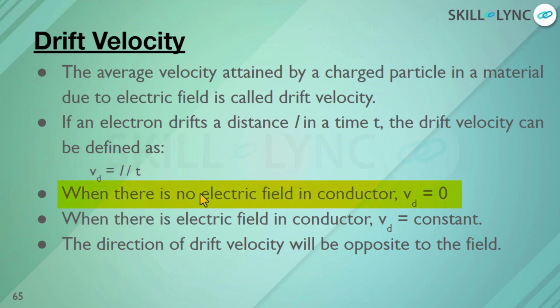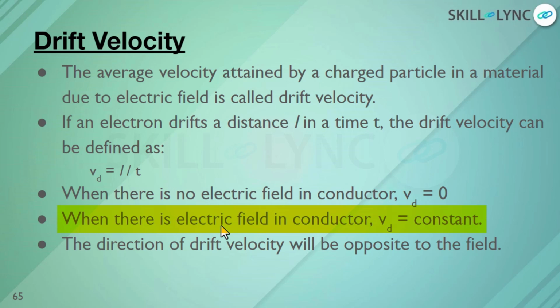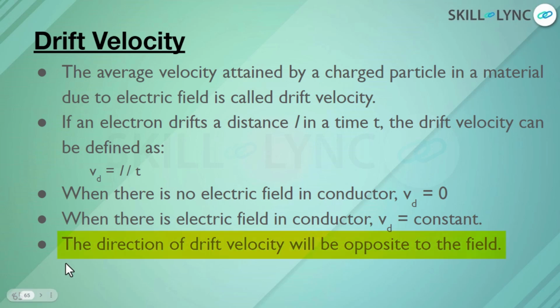When there is no electric field in the conductor, the drift velocity is equal to 0. That is, Vd is equal to 0. When there is an electric field in the conductor, Vd is constant, because as soon as the electric field is applied, the electrons will start to travel some distance. The direction of drift velocity will be opposite to the direction of the electric field.